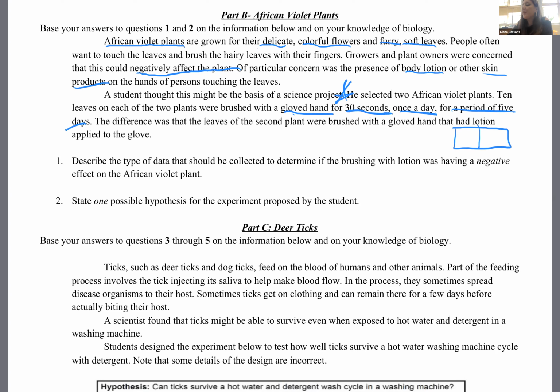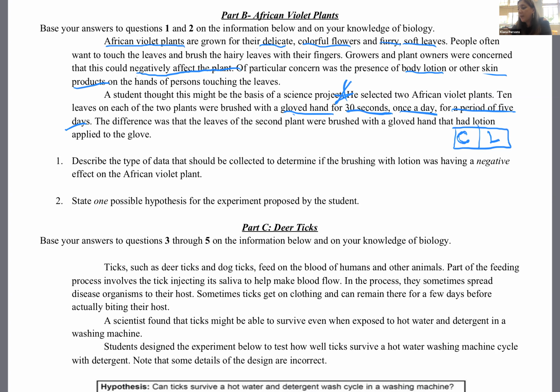That's our experiment. The difference was that the leaves of the second plant were brushed with a gloved hand that had lotion applied to the glove. So here, this is the lotion group, and then this other group is the control group here. Describe the type of data that should be collected to determine if the brushing with lotion was having a negative effect on the African violet plant.